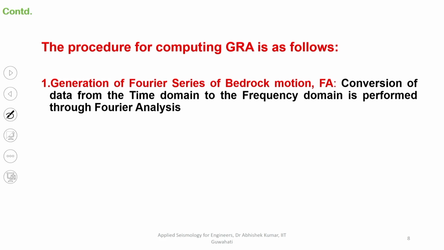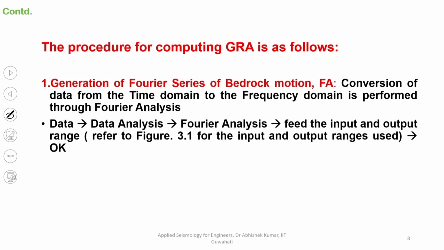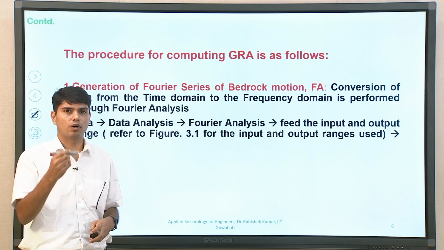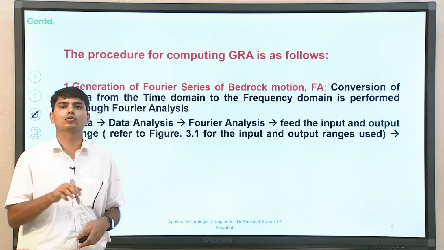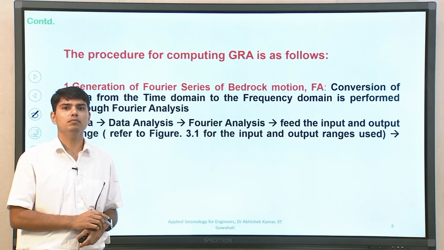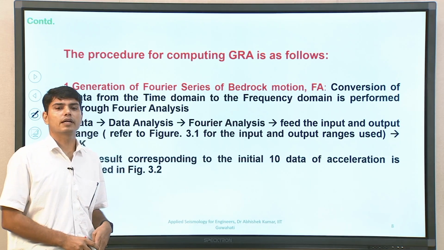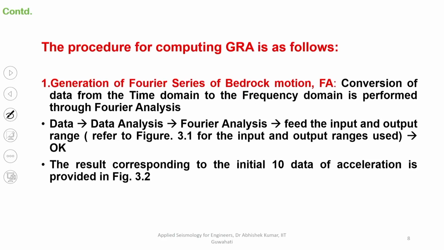that means whatever recorded motions are there, those have to be converted from time domain to frequency domain using fast Fourier transformation or Fourier analysis. So, here you can go with data analysis and then Fourier analysis in Excel. Whatever input motions are there in terms of acceleration values, you can give, it will give you the amplitude, and based on the frequency of time recording during your earthquake, that is going to define how much is the maximum and minimum frequency content available in your particular motion. The results corresponding to the initial 10 points of acceleration are shown over here.